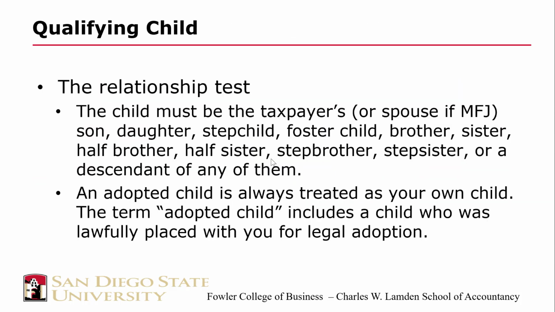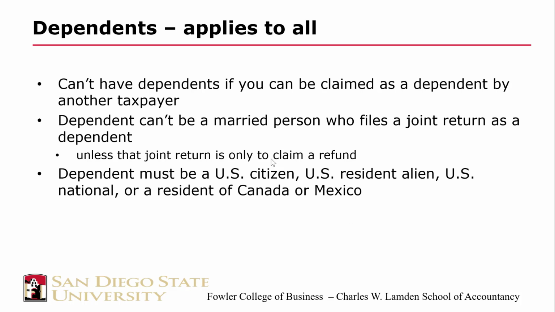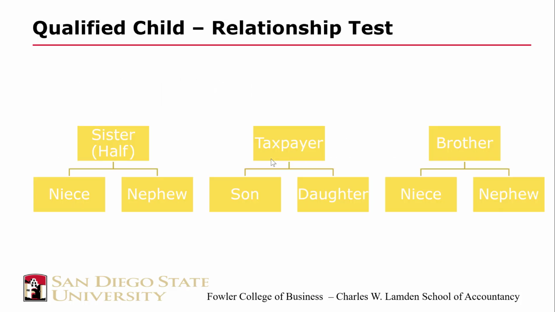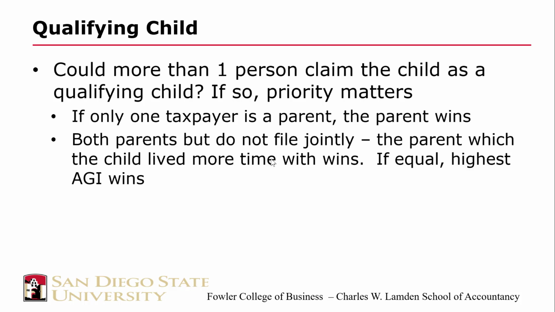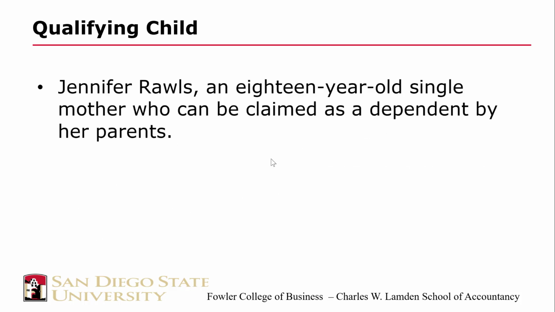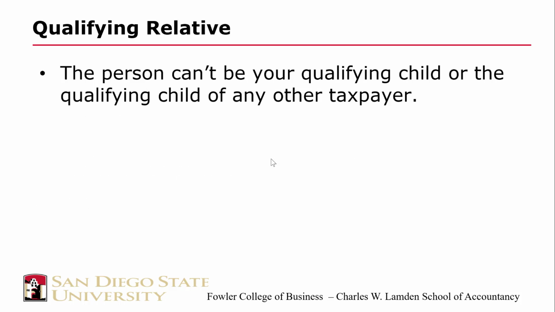Okay. So is that child the taxpayer's child? Yeah, absolutely, right? This is her own son. So the relationship test is in good form. However, you can't have dependents if you can be claimed as a dependent by another taxpayer, right? So when we shoot all the way back down, that's going to kill this one all the way through. Let's get back. Jennifer Rawls is an 18-year-old single mother who can be claimed as a dependent by her parents. Boom, she's done.